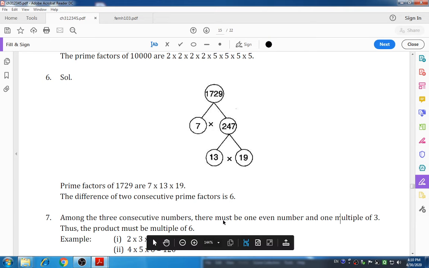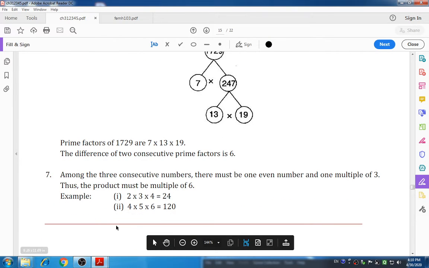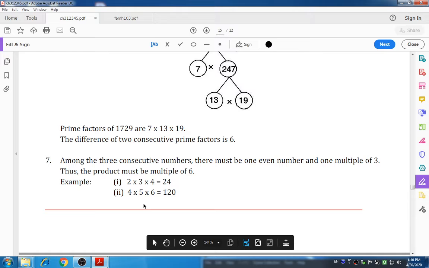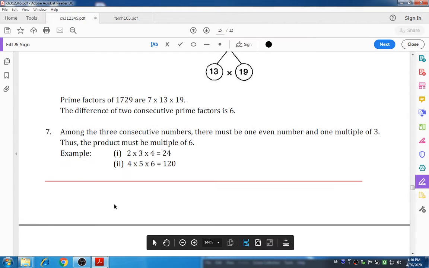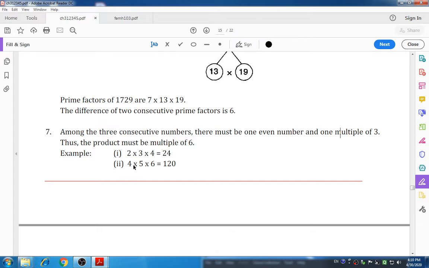Now the seventh one is: the product of three consecutive numbers is always divisible by 6. Verify the statement with the help of some examples. They told us to find the product of three consecutive numbers. We have selected three consecutive numbers 2, 3, 4, and the second example 4, 5, 6. If we multiply these three numbers, we get 24 and 120, which are multiples of 6.